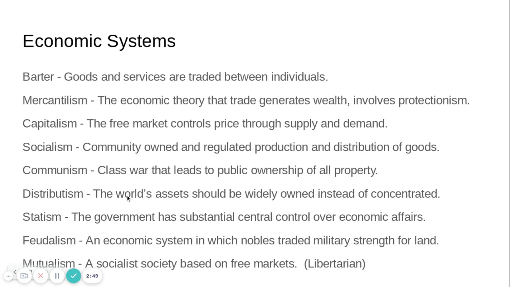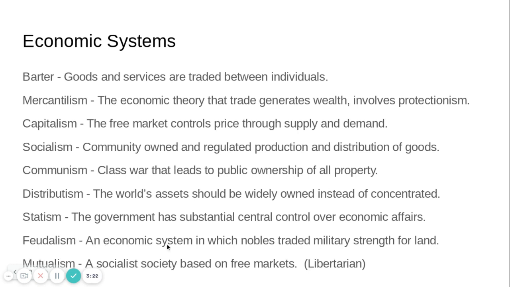Distributism is that the world's assets should be more widely owned instead of concentrated. And basically, that's just a knock against the concentration of wealth and power into a small group of hands. So it's basically like anti-oligopoly for distributism. Statism is that the government has a substantial central control over economic affairs, and this is more what communist economies look like. It's more of a statist economy than an actual communist economy.